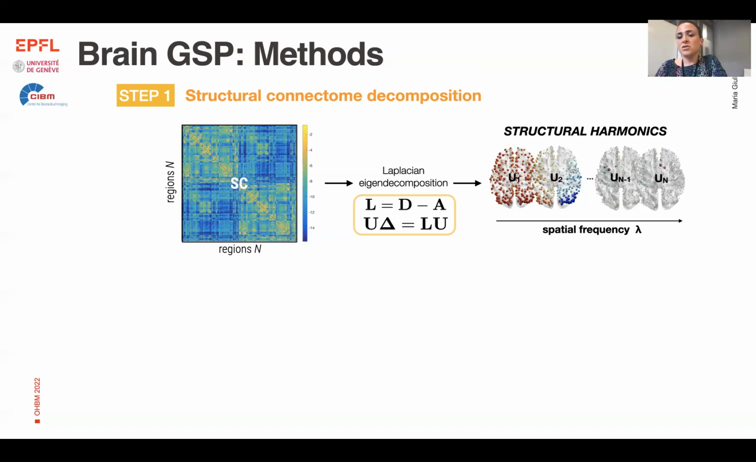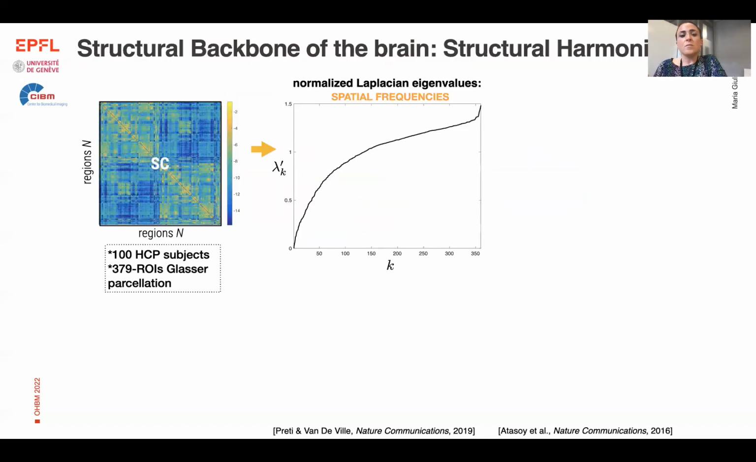Each of these patterns, each of these structural harmonics, is related to a spatial frequency, lambda, which is represented by the associated eigenvalue of each eigenvector. So more in detail, this is the real structural connectome averaged over 100 HCP subjects that I considered in my analysis, for an atlas of 379 ROIs from the Glasser parcellation plus subcortical regions. And this is the plot of the normalized Laplacian eigenvalues from this structural connectome. So this is how it looks. You see that the first eigenvalue will always be 0, and then we have increasing values.